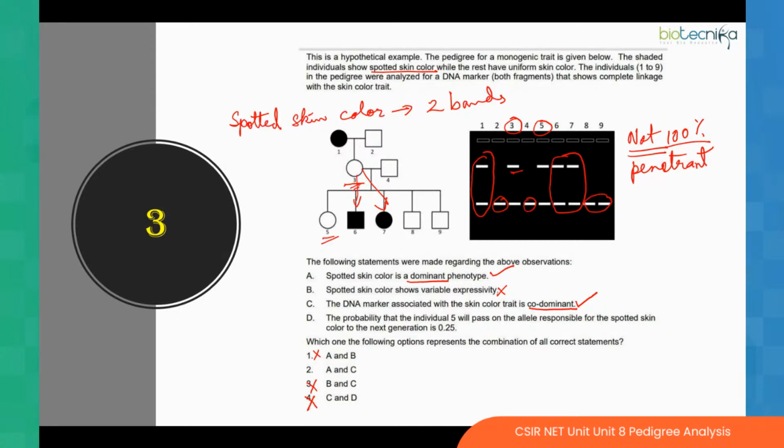Now statement D, what does it say? So you already have got your answer. Okay, but let's see statement D also.